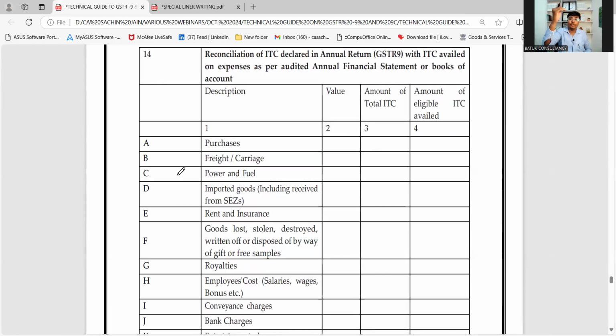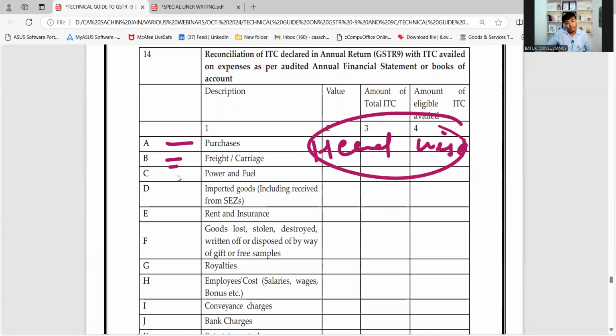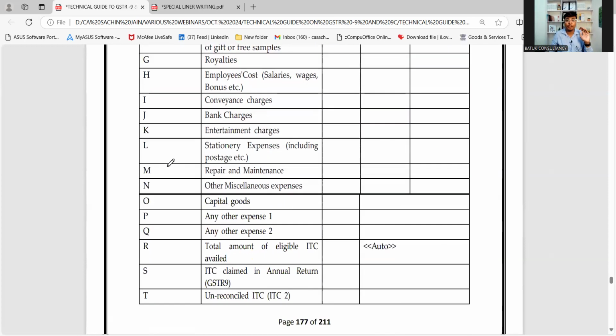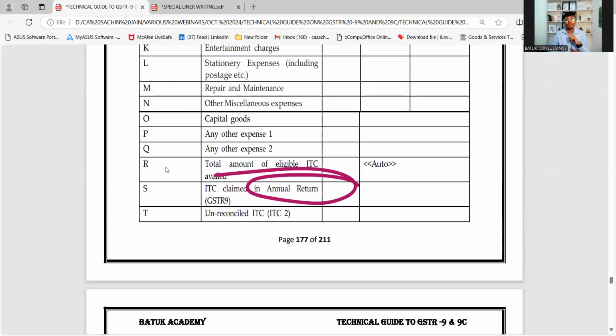As per your books of accounts, you need to bifurcate the input tax credit under the various heads. That means the input tax credit which you have shown in part number 4, related to the input tax credit as per the audited financial statement for the year. In that part, you have shown the consolidated amount of input tax credit as per books of accounts. But in this particular part, you need to show the bifurcation wise input tax credit. That means head wise, expenditure wise input tax credit in this particular table. Okay. And you need to compare this input tax credit with your GSTR-9.